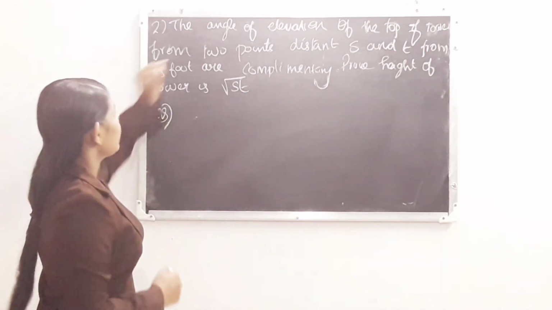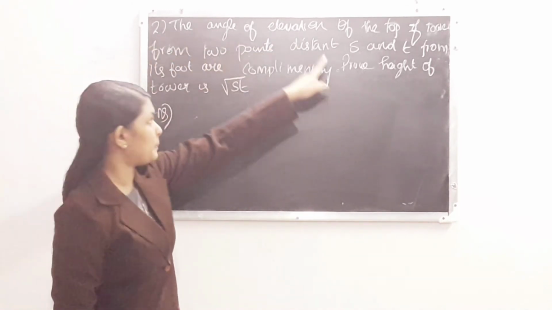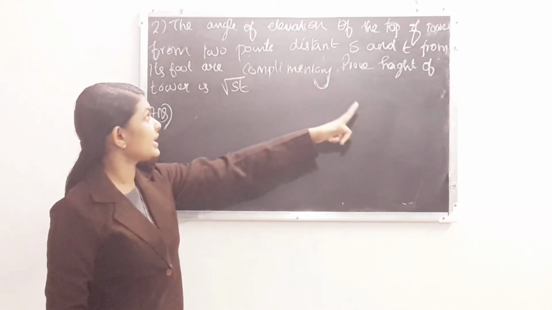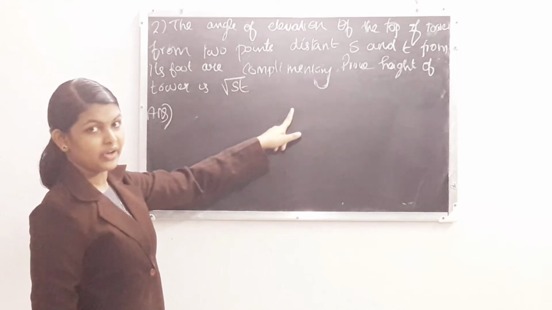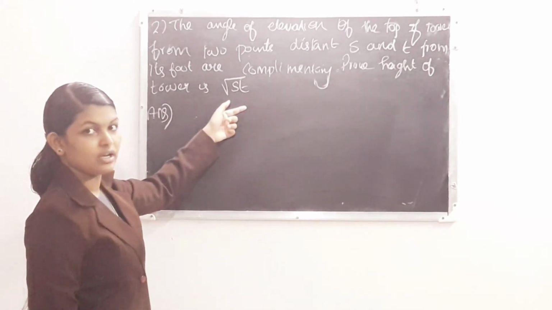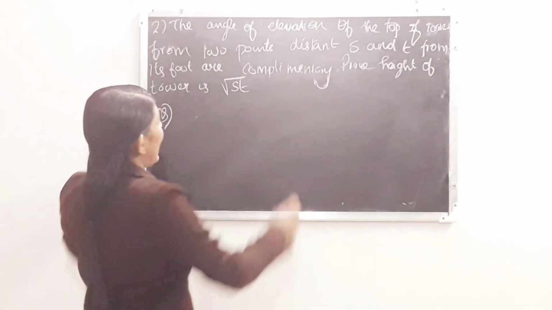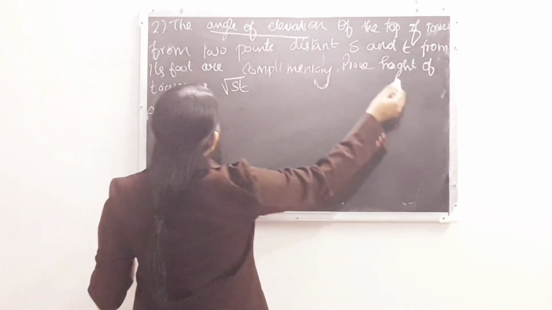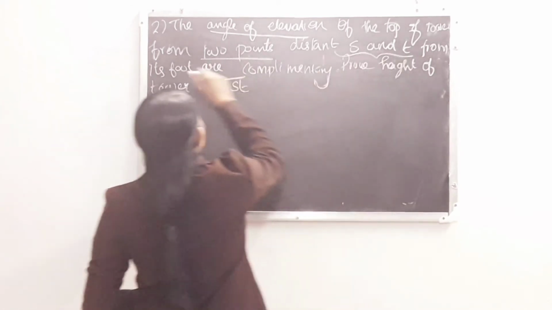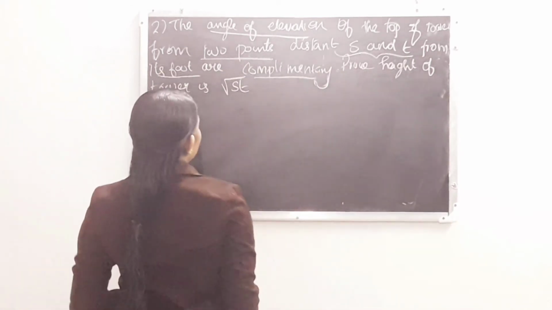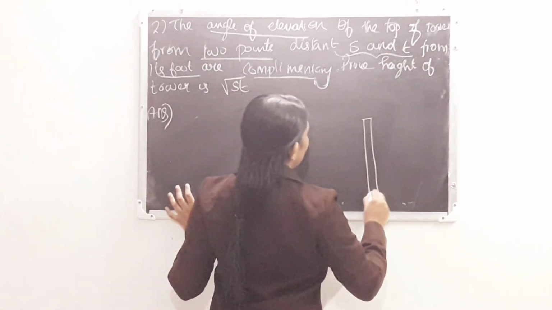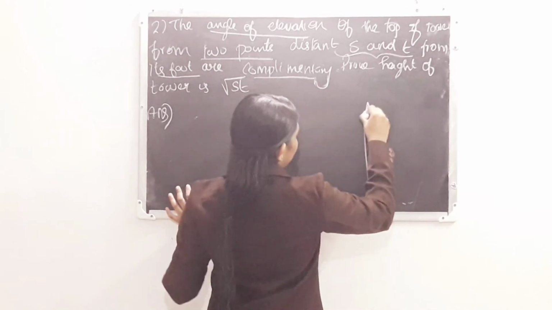The angle of elevation of the top of a tower from two points at distances S and T from its foot are complementary. We have to prove that the height of the tower is root ST. So the angle of elevation of the top of the tower from two points at distances S and T from its foot are complementary. That means there is a tower. We can consider a tower and name it AB.